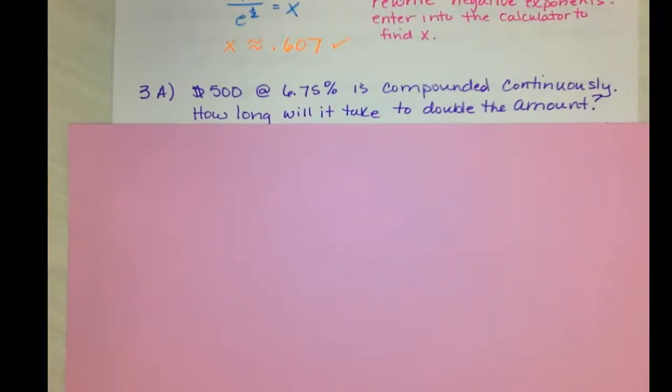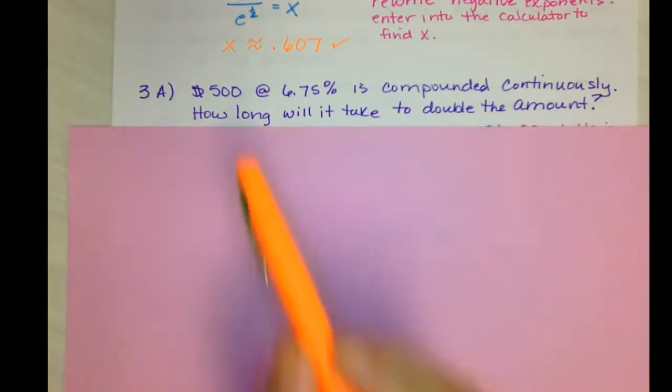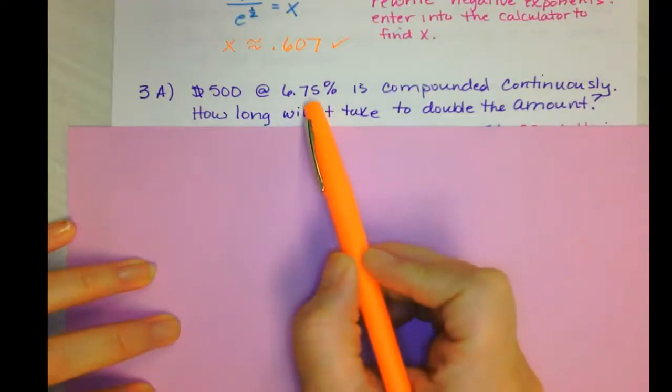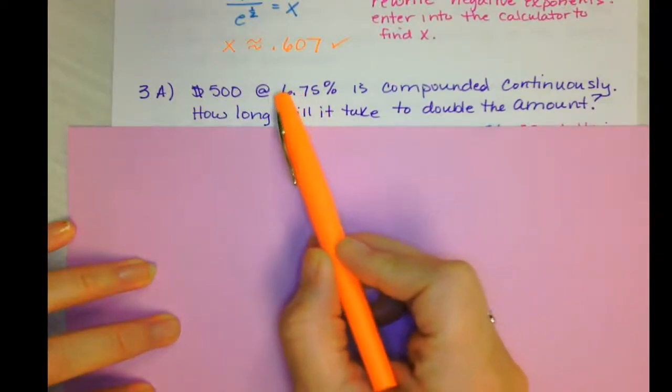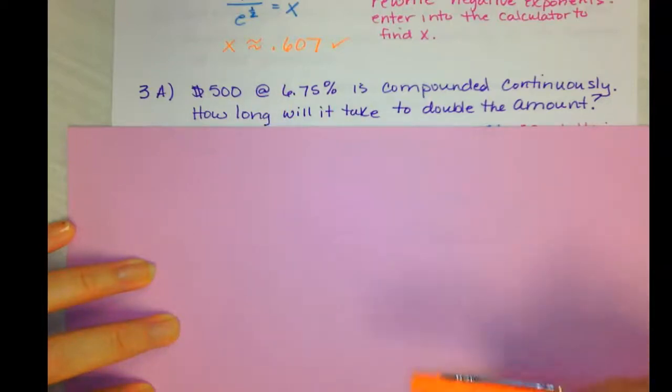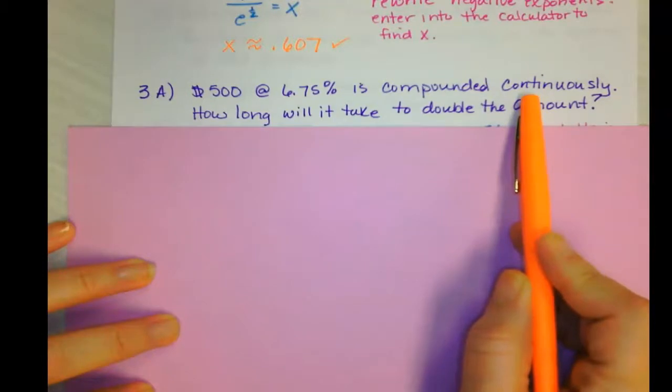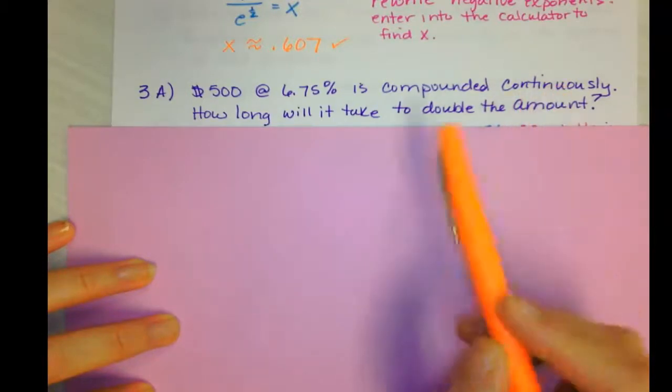Part A says we have $500 at 6.75%, and it's compounded continuously. How long will it take to double the amount? There is a lot of information here, so pay attention to your principal amount. Here is your percent, but we always change the percent to a decimal, so we move it twice back this way, so it's 0.0675. Compounded continuously means which formula are we using, the compound formula or the continuous formula? We're going to use the continuous.